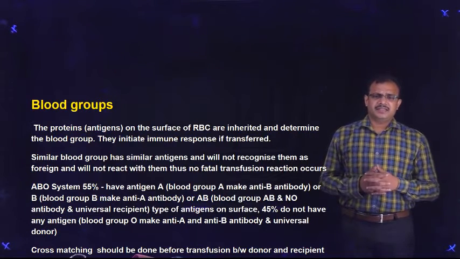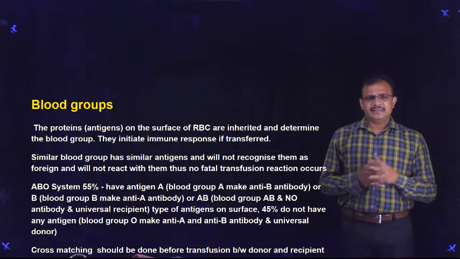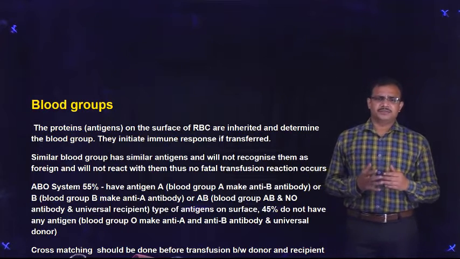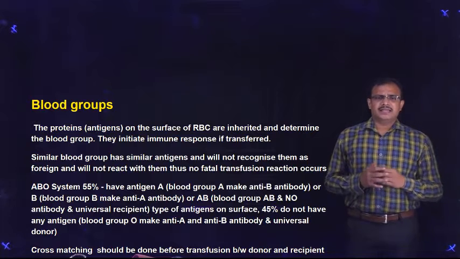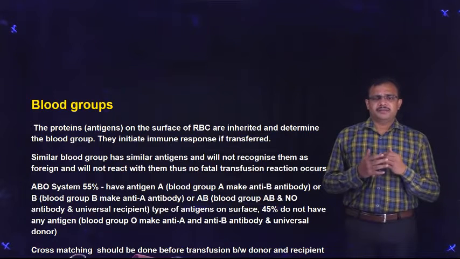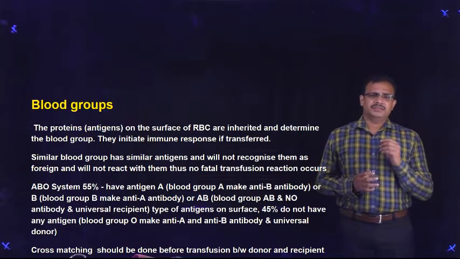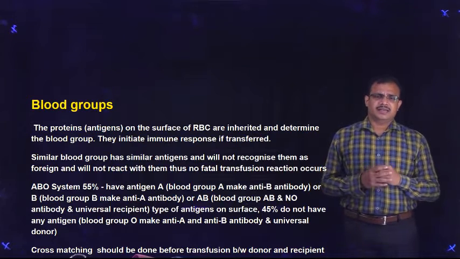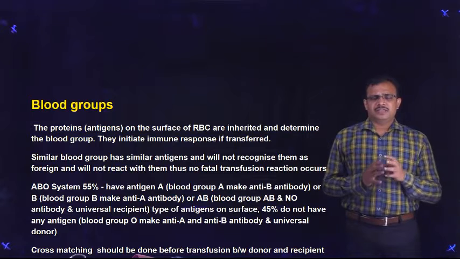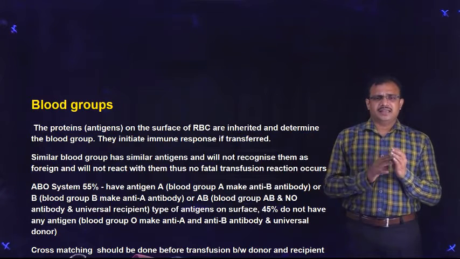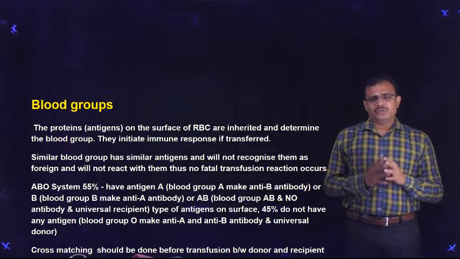Now let us see what are the different antigens that are present in different types of blood groups. And this classification of blood groups can be done based on the ABO system. It means there are different blood groups which can be categorized under this A, B and O system.